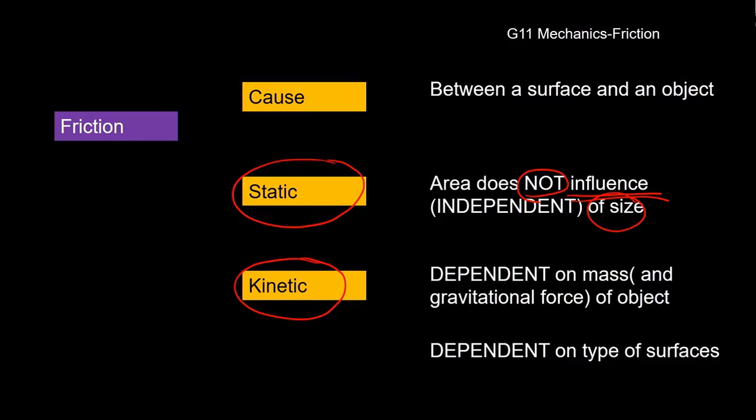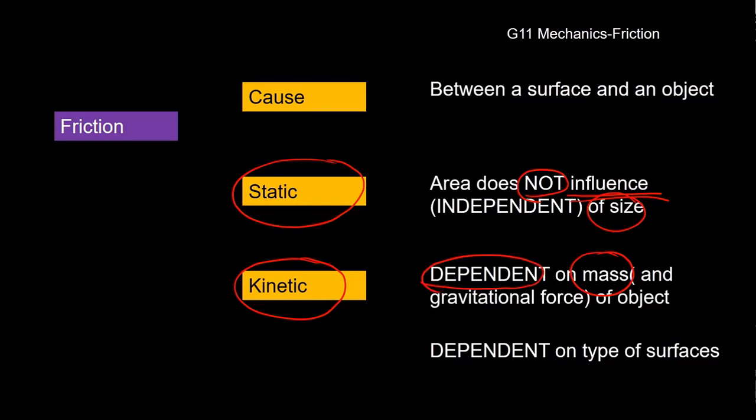What does have a bearing on the size of the frictional force is the mass of the object. And so the more mass an object has, the greater the gravitational force, and so then the frictional force is going to increase. So frictional force is definitely dependent on the mass of the object.